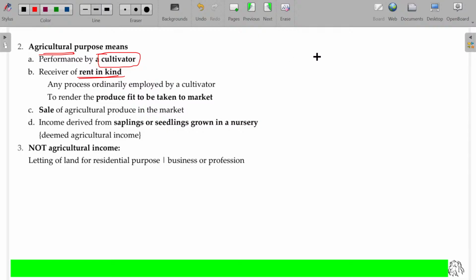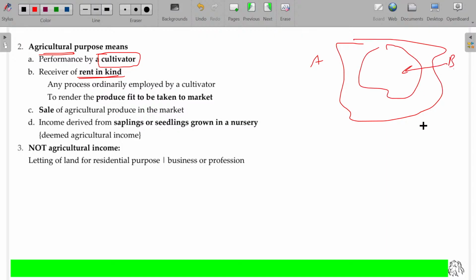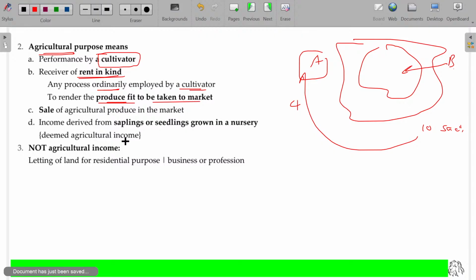So A gives his agricultural land to B, and now B takes care of cultivating all these things, and he harvests around 10 sacks of output. Out of this, 4 sacks are given to the owner as rental. So it is not in the form of cash. Though it is not in the form of cash, it may be in the form of kind, yet it will be considered as agricultural purpose only. Any process ordinarily employed by the cultivator to render the produce fit to be taken to the market will also be considered as agricultural purpose only.